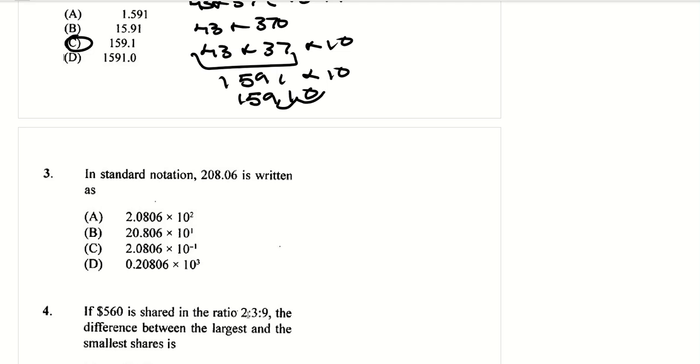Number 3, standard notation. We want to shift this until they have 1 digit in front of your decimal point. 1, 2, so it'll be 2.0806. So anything that does not have that, that's B and D is out. Then it's multiplied by 10 to the power of. Your power determines how many times you shifted, 2 places. The only one that has 2 places is A. So the answer is A.